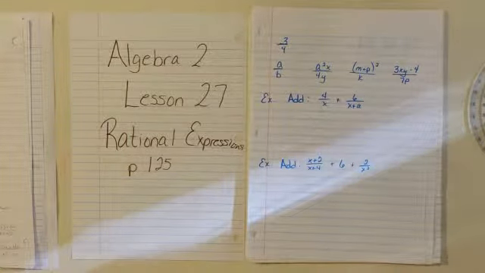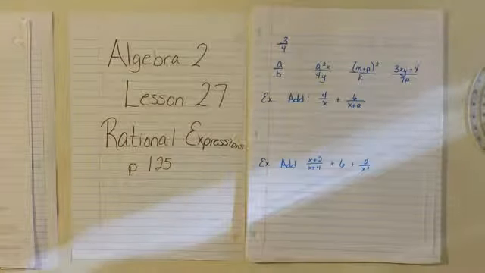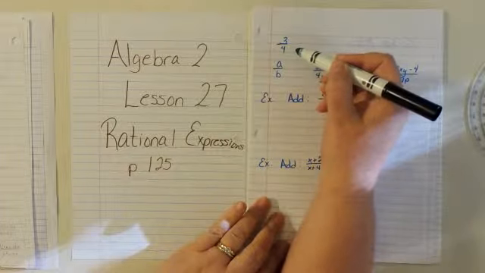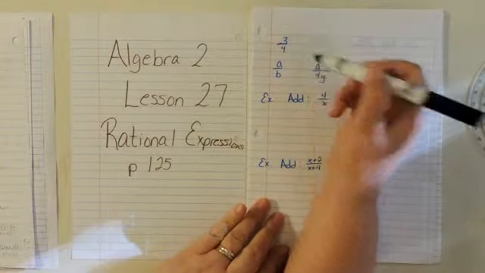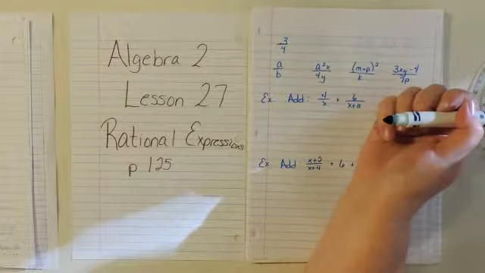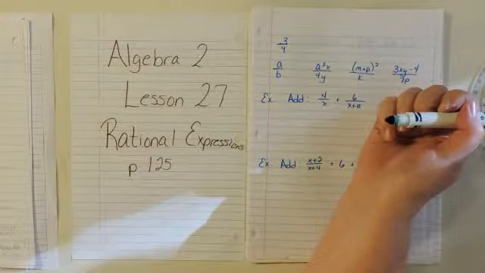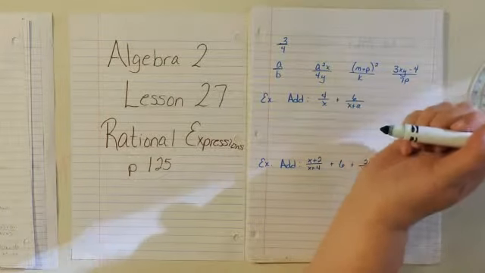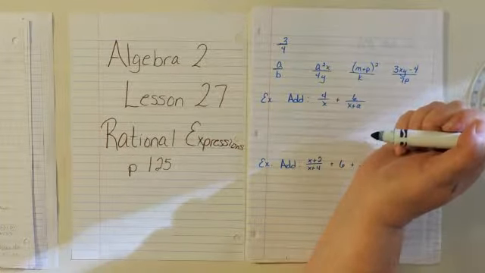A ratio can be written as a fraction. So 3 over 4 can be described as 3/4 or the ratio of 3 over 4. Whenever algebraic expressions are written as fractions, we can call them rational expressions. So rational expressions is just a fancy word for saying fractions.